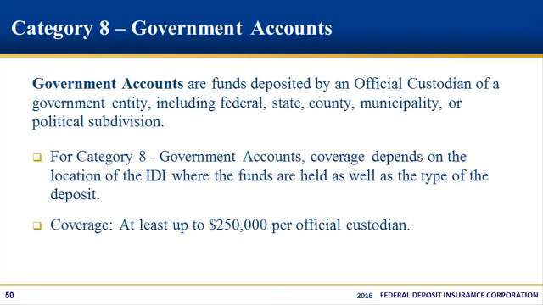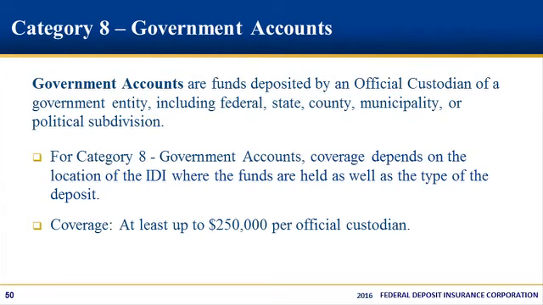Our 8th ownership category is titled Government Accounts, or sometimes they are referred to as public unit accounts. As with business entities, there is only one category that applies to government accounts. So, what is a government account? A government account is a deposit placed by an official custodian of a government entity, including federal, state, county, municipality, or a political subdivision. Who is considered an official custodian?